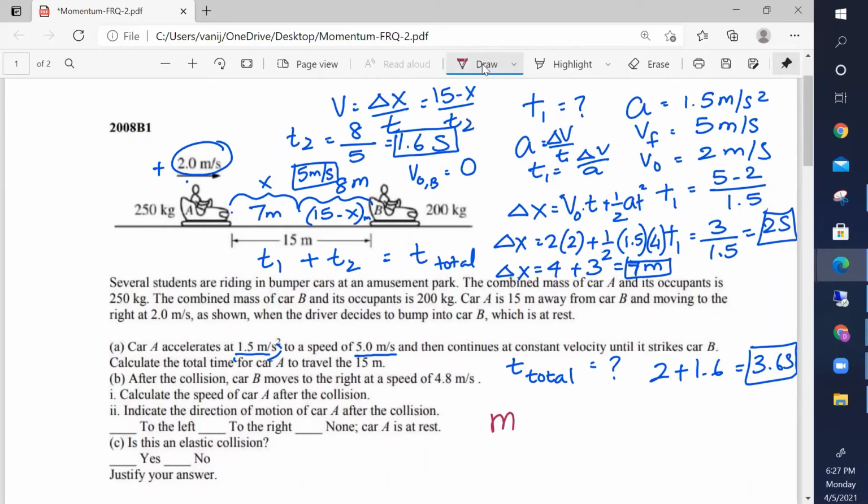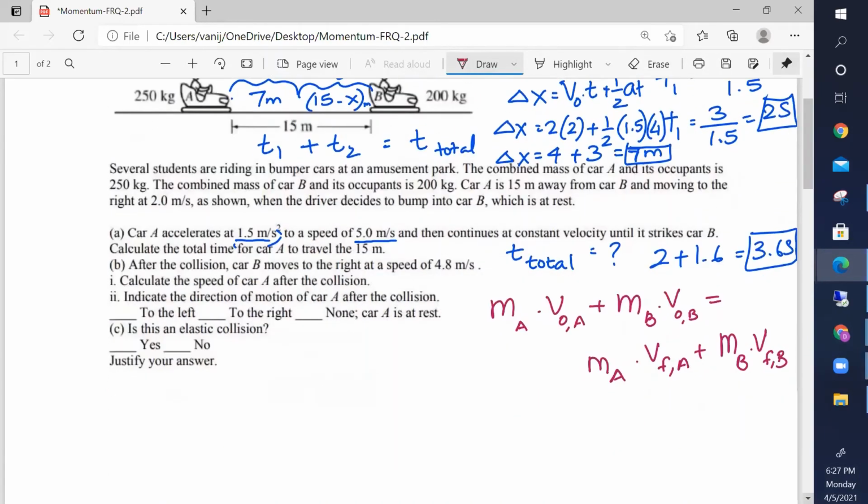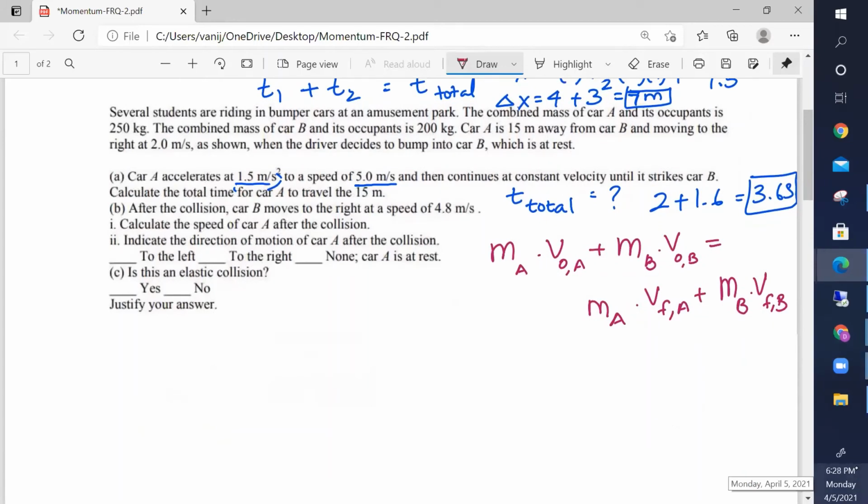It's mass of car A times the initial velocity of car A plus mass of car B times the initial velocity of car B is equal to mass of car A times the final velocity of car A plus mass of car B times the final velocity of car B. We have all the information. All that we are missing is the final velocity of car A. So we're going to go ahead and solve.